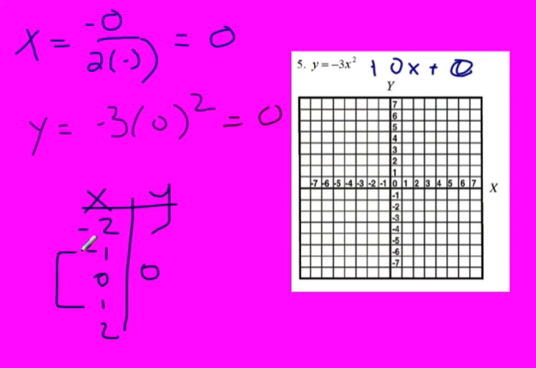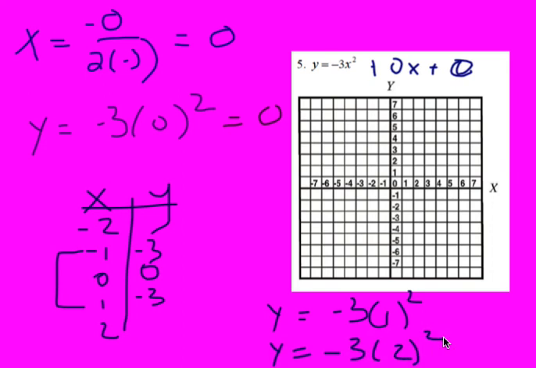So I'm going to start by plugging in 1. So I get y is equal to negative 3 times 1 squared, which is just going to give me negative 3. Now I'm going to plug in 2 where I see my x. And that's going to give me a negative 12. Well, unfortunately, negative 12 is off the graph, so I can only graph 3 of the points.